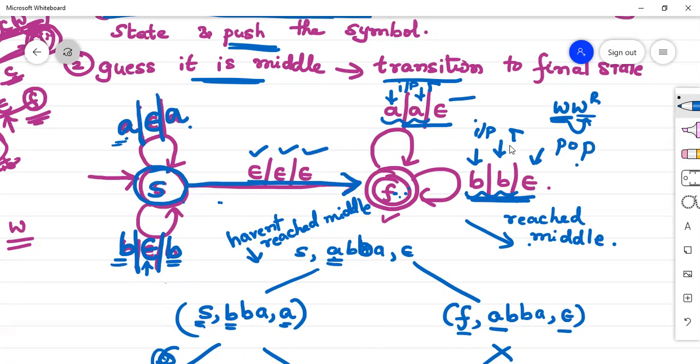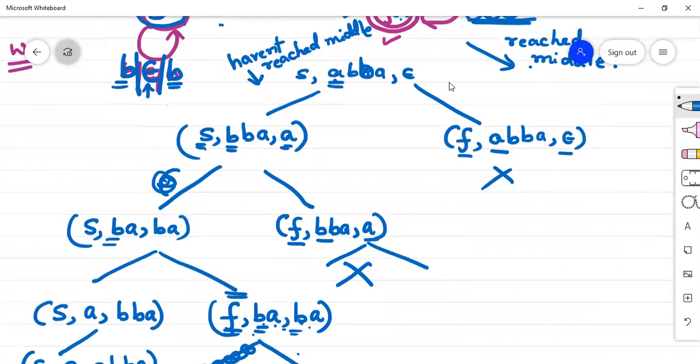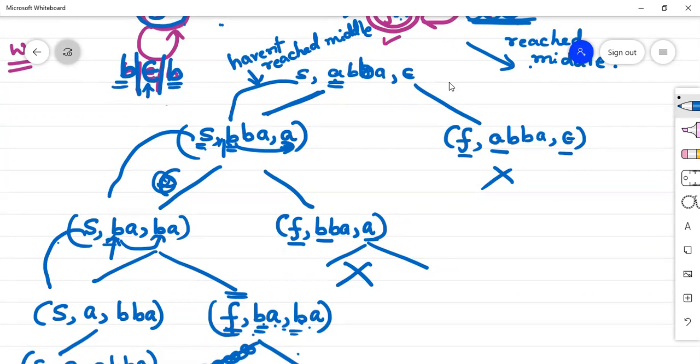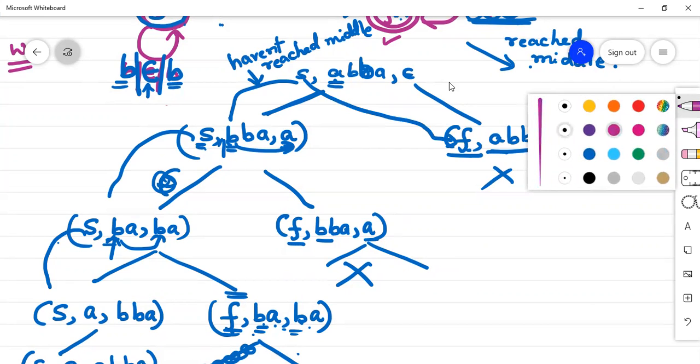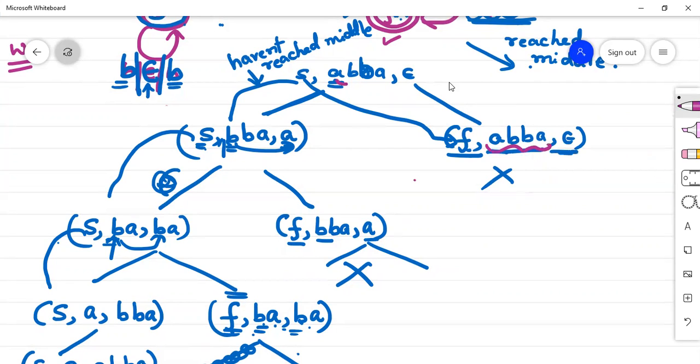Correct? So we took an example. And on the left side we thought we haven't reached the middle. So you can see whenever we haven't reached the middle, there is no change in the state. You are only consuming the input, pushing it into the stack. You consume that input, push it into the stack like that. But the right side, you can see that, right side. So you assume that you have reached the middle. So you make a transition from S to F, correct? And after making the transition from S to F, there is no change that you will make to either stack contents or the input, okay?